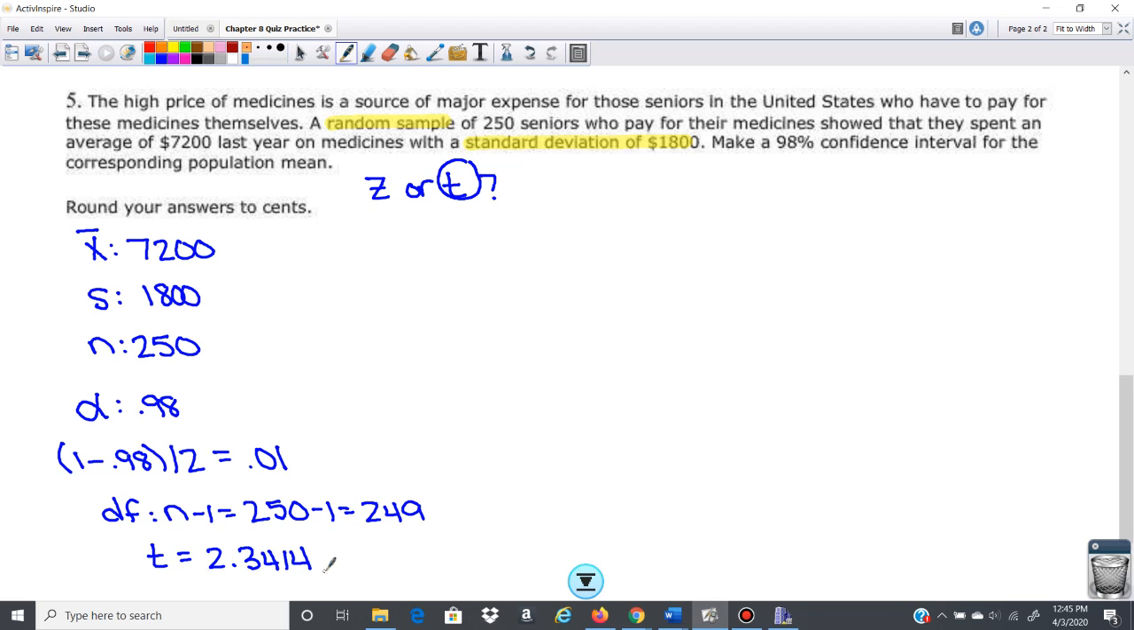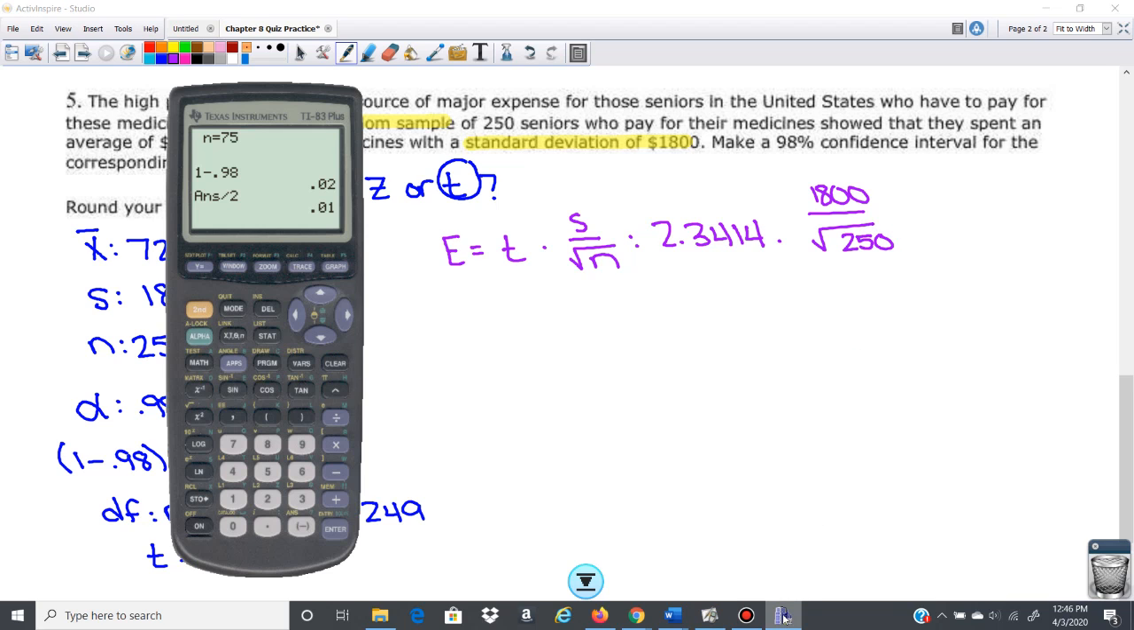And let's go ahead and find this confidence interval. So first thing we need for the confidence interval is the margin of error. So our margin of error is going to be the T times the standard deviation over the square root of the sample size. So that is going to be 2.3414 times, let's see, 1,800 over the square root of 250. So let's get that value. So 1,800 divided by the square root of 250 times 2.3414. So 266.55.